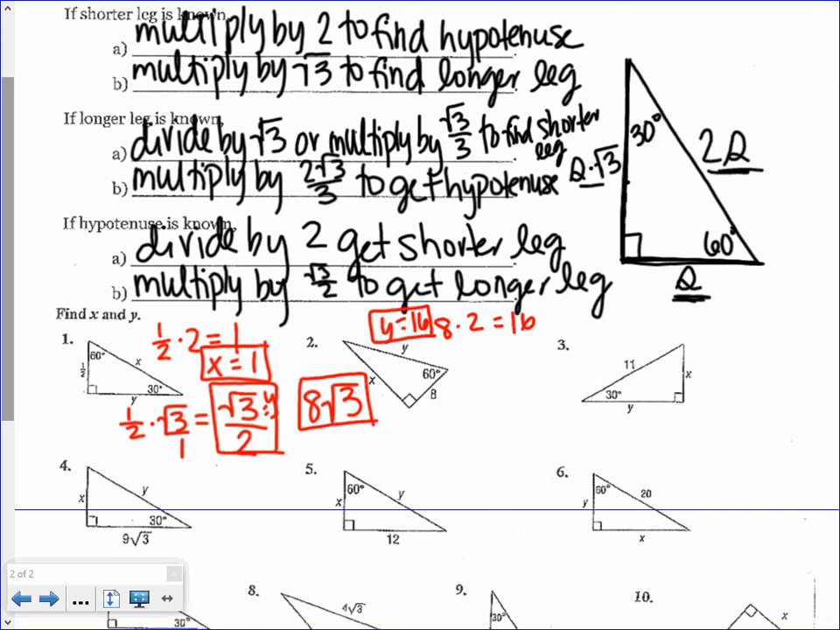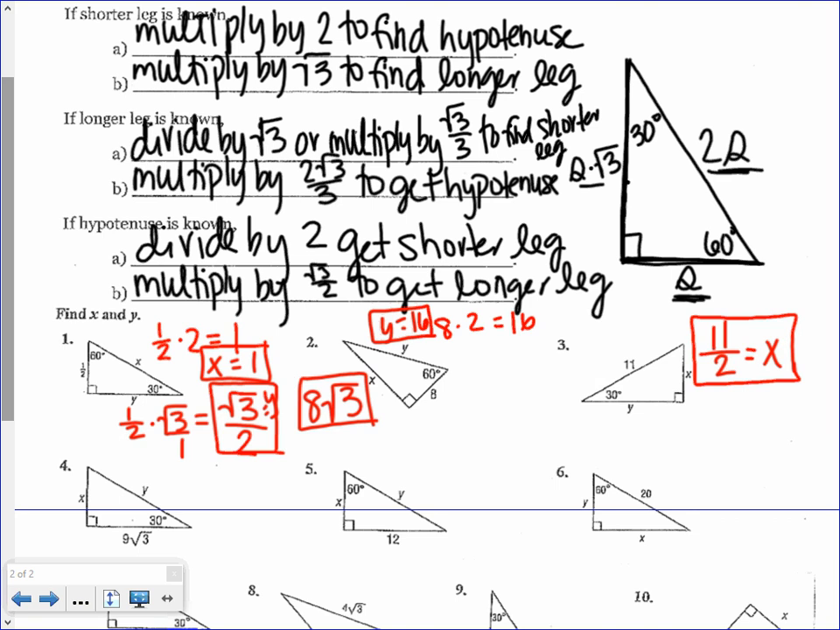Let's look at number 3. This time they don't give us the shorter leg, they give us the hypotenuse. So what I'm going to do is divide by 2 to get my shorter leg. So 11 divided by 2 is just 11 over 2, and so that's my x value. Then the y value.